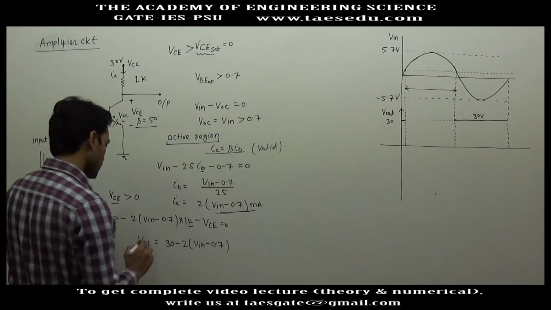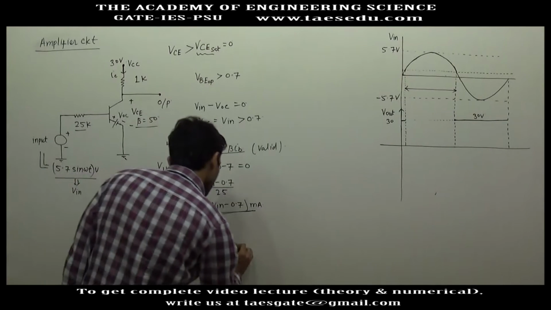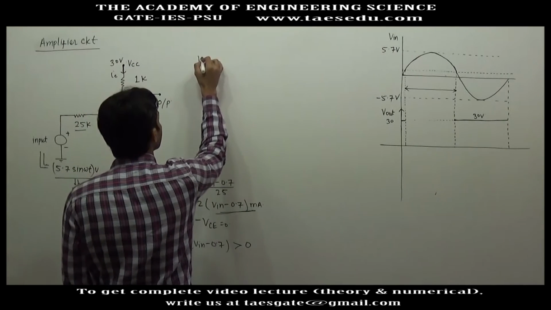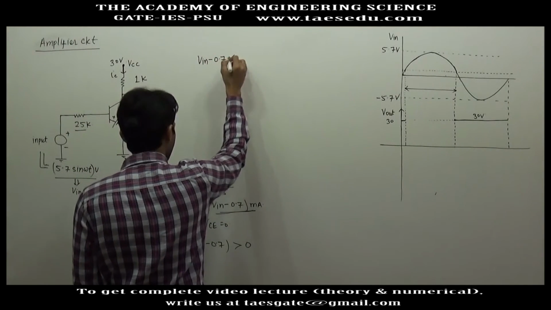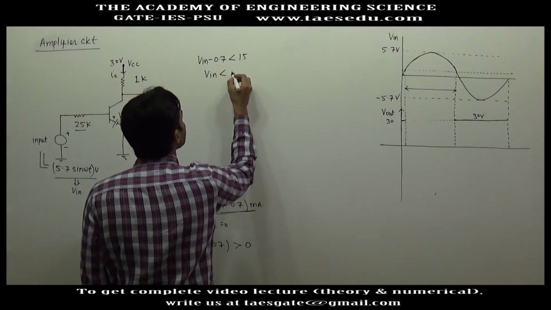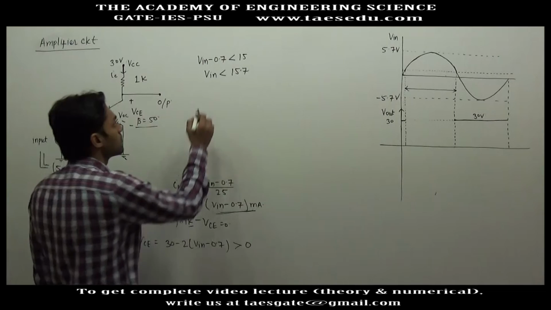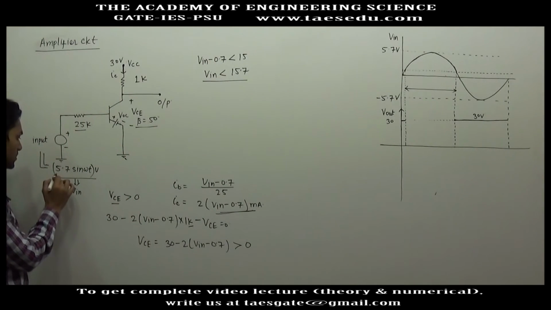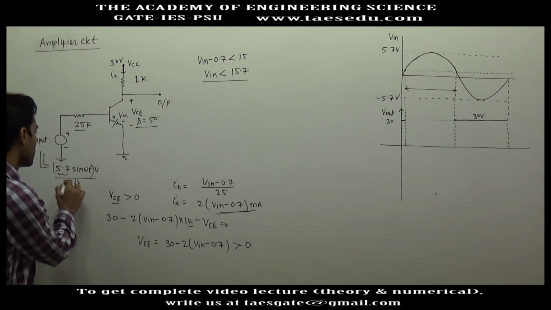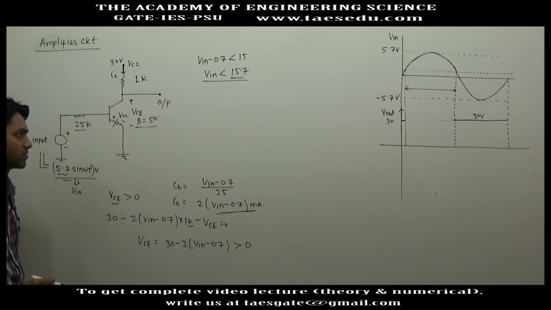Okay, so for this transistor to operate in active region, this voltage must be greater than 0. So we will say V input minus 0.7 must be less than 15 volt, and V input must be less than 15.7 volt. So what is the V input? V input is 5.7 volt. V input is always less than 15.7 volt, so this will always operate in active region.